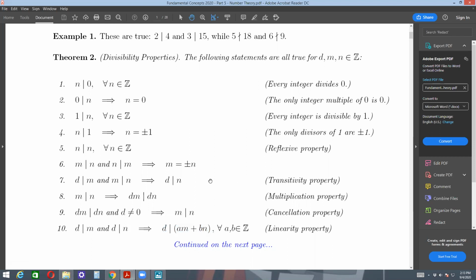So when we're working with divisibility properties, this is one we use probably the most often: the linearity property. This one as well as the reflexive. The reflexive property might seem trivial, but it is used a lot.